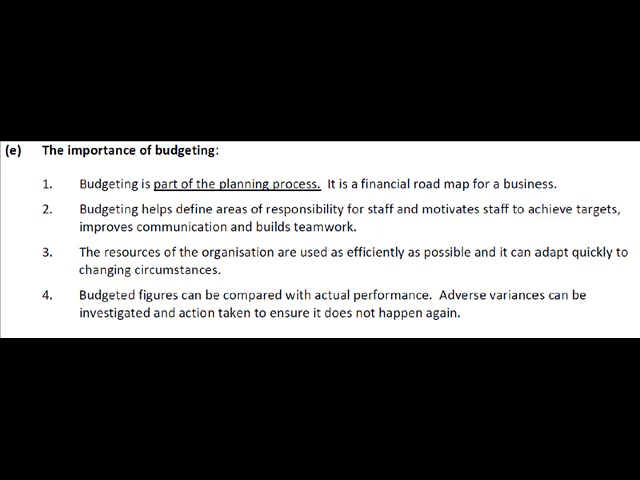His point 3 there really is about, if you have to budget, you're thinking of the best ways of doing things, and that's of course adding to the efficiency of your business, to the efficiency of your organisation.